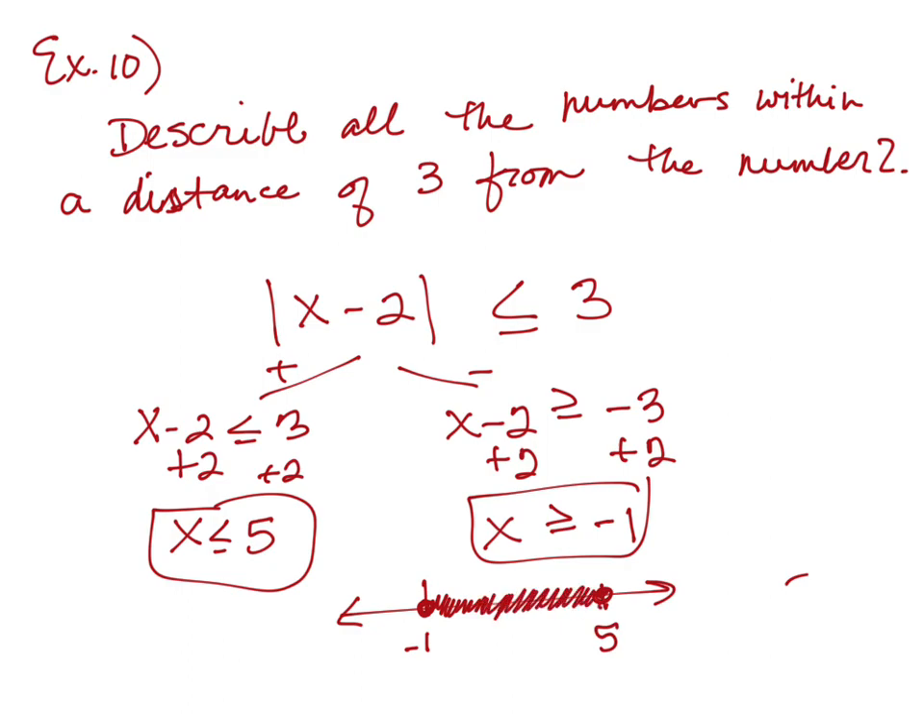Is it always going to be the equal to? On these, yes, because it says within a distance of 3. So that's saying that 3 would be allowed. If it could have said fewer than 3, and then it would just be less than. But 3 is allowed here, so we would use or equal to.